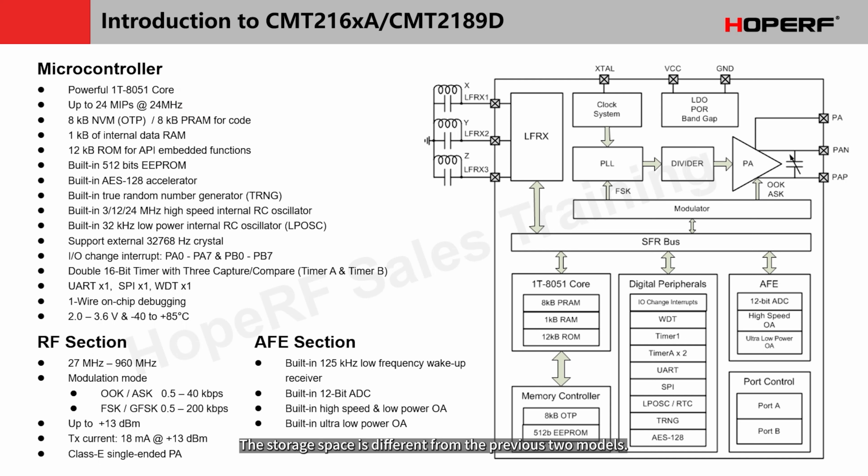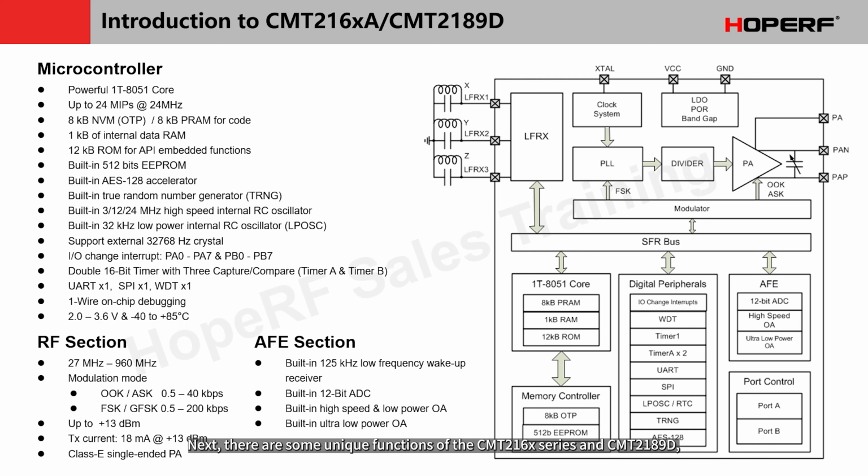The storage space is different from the previous 2 models. This chip uses 8 KB OTP as storage space. It can provide nearly 8 KB of user code loading space. Data storage provides 1 KB of data XRAM. An internal 12 KB API ROM is also integrated, which is used to store API functions, and can simplify user code. The inside also integrates a 512 bits EEPROM storage space.